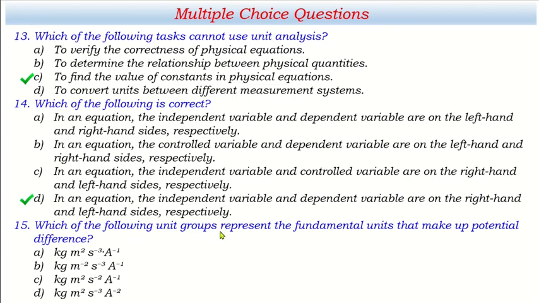Which of the following unit groups represent the fundamental units that make a potential difference? For this, you have to go through one equation. Potential difference V equals work done W by charge Q. Q can be written as I into T, because current equals charge by time. We write their units, and each unit has to be converted to fundamental units, and lastly you get this result.